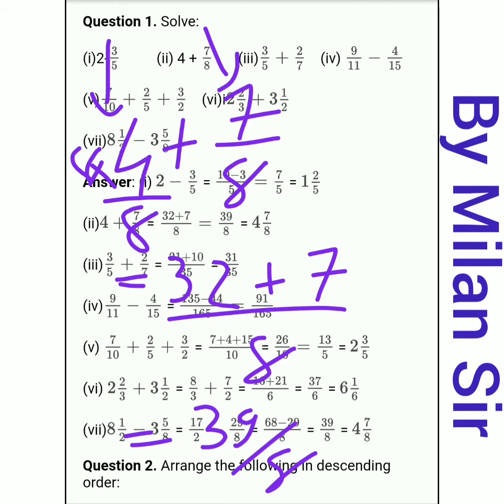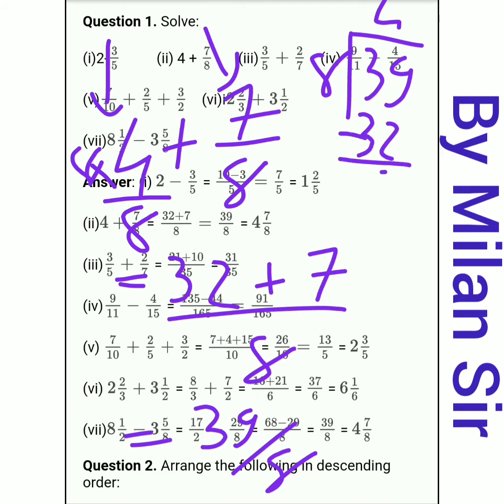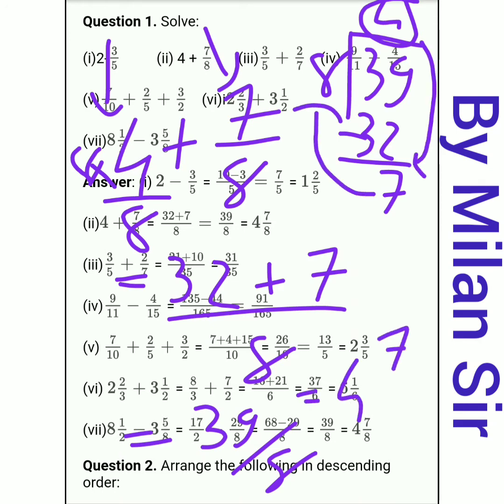Now again this is an improper fraction, so we can convert it into a mixed fraction. 39 divided by 8, 8 fours are 32 and remainder 7. So first we write the integer part, that means 4, then in clockwise direction 7, and in the denominator 8. So 4 integer 7 by 8.